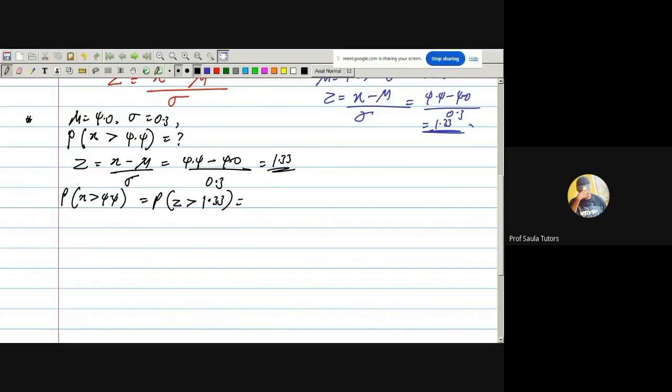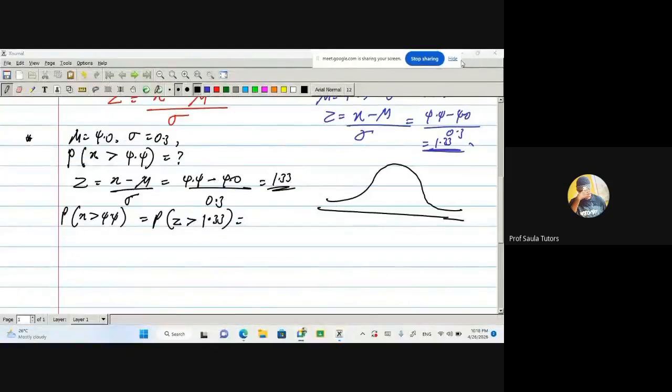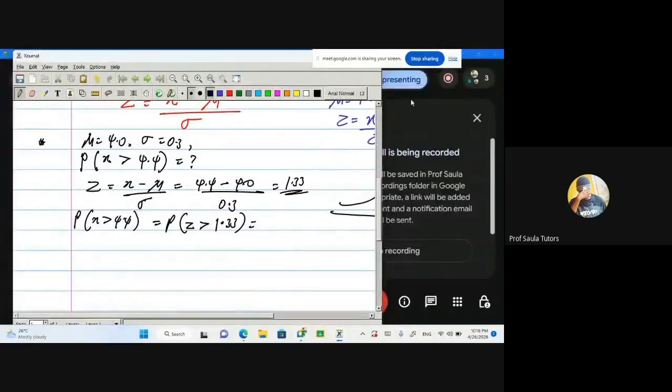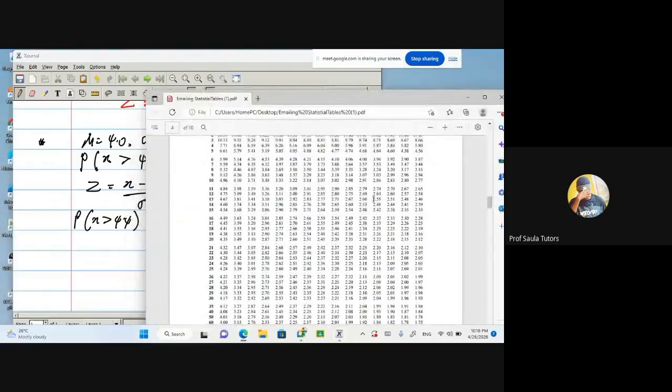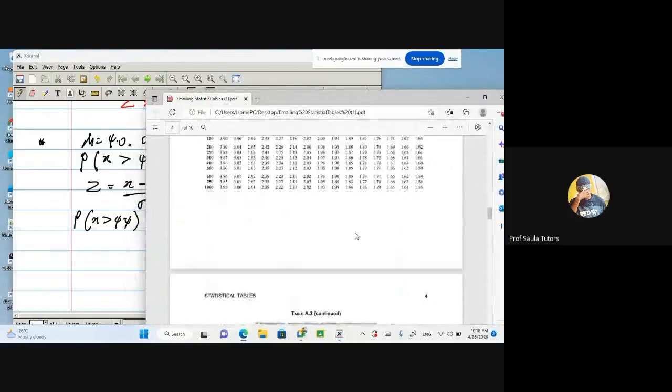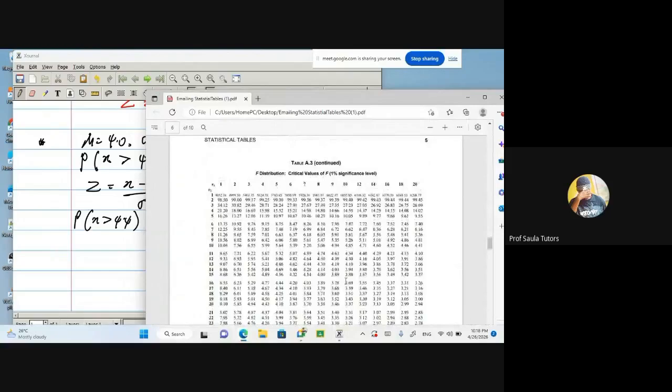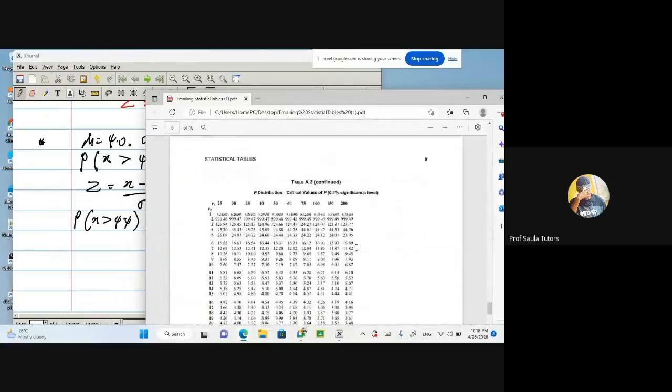Now pay attention. Remember, we have this curve here like this. Now we have 1.33. This is very important. Pay attention to this example. Look at the type of table that we are using. Let me tell you, the type of Z distribution table that we are making use of. Let me show you. Let's go to the Z table.